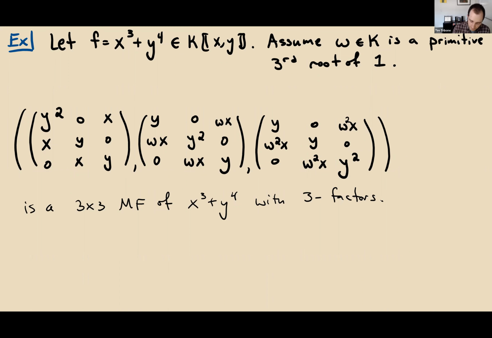Okay. I think that's all I wanted to say about this one, mostly just so you can see that there are other interesting examples. Oh, the other thing I wanted to mention is that it's worth noting that this is a reduced matrix factorization too, meaning all the entries live in the maximal ideal of our power series ring. Okay, so now I think I can tell you about the first main result.